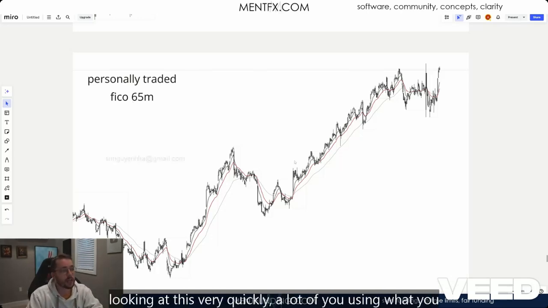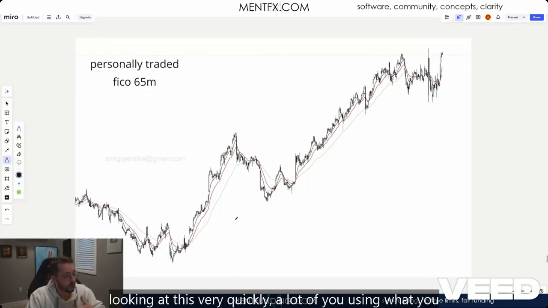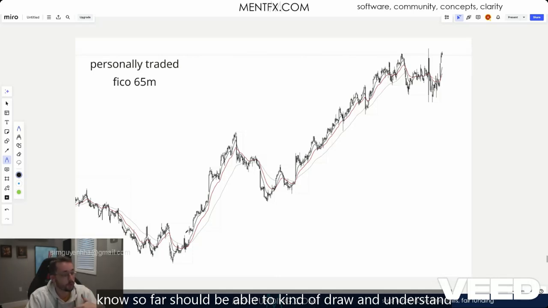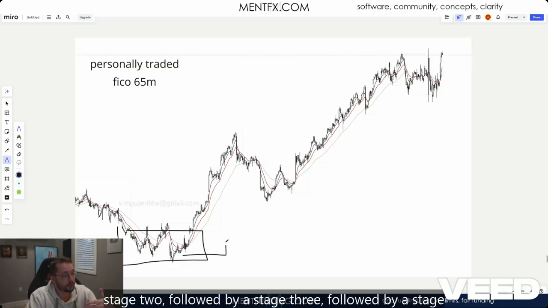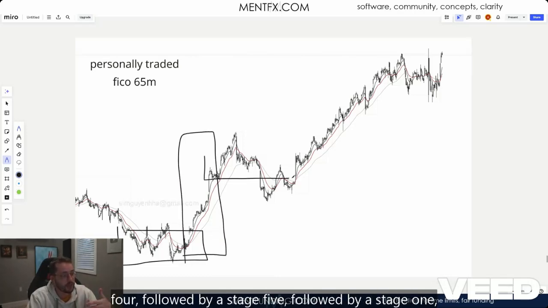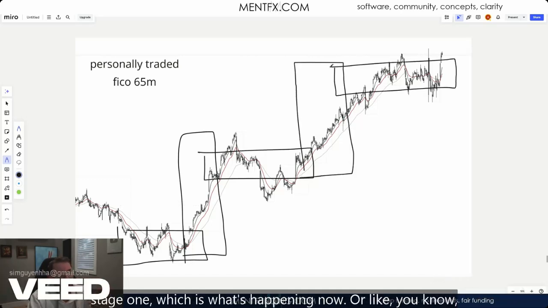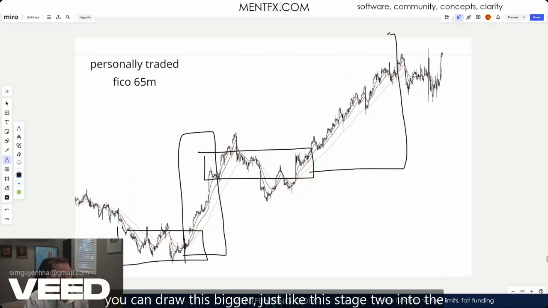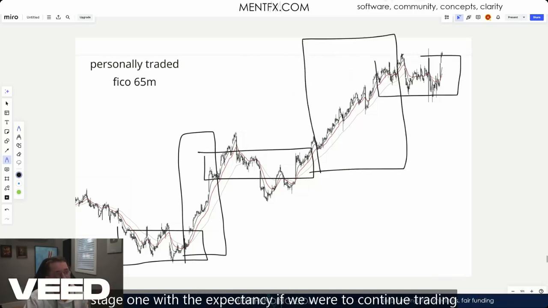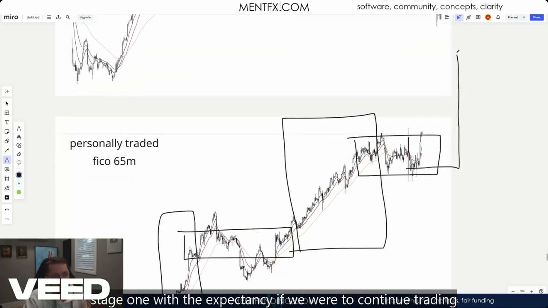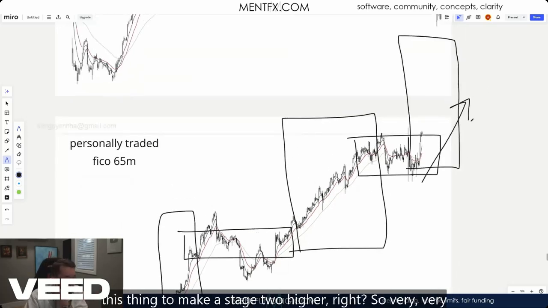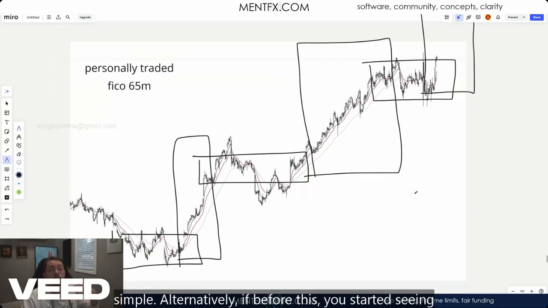So again, looking at this very quickly, a lot of you, using what you know so far, should be able to draw and understand that you have a stage one, followed by some kind of large stage two, followed by a stage one, followed by some kind of large stage two, followed by a stage one, which is what's happening now. Or you can draw this bigger, just like this, stage two into this stage one, with the expectancy, if we were to continue trading this, to make a stage two higher, right? So very, very simple.